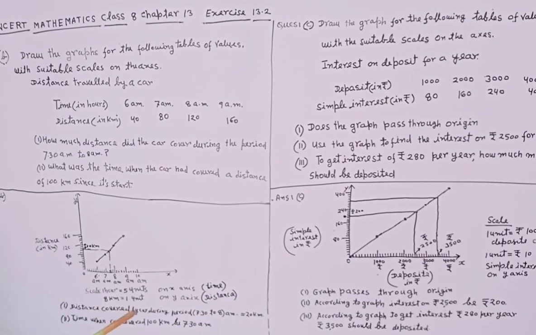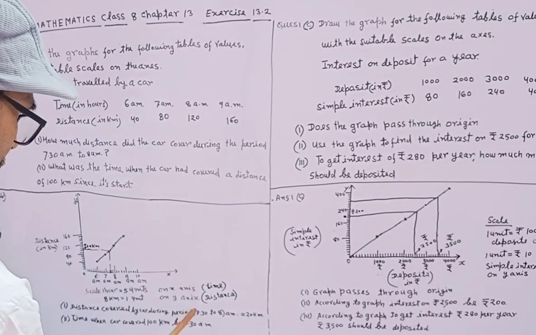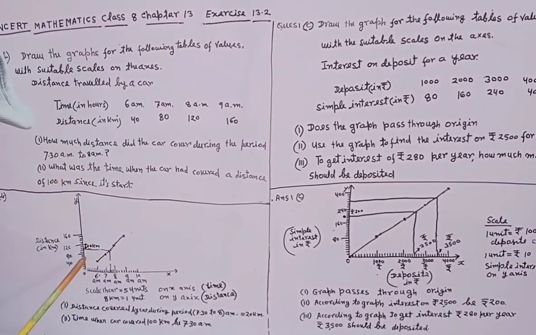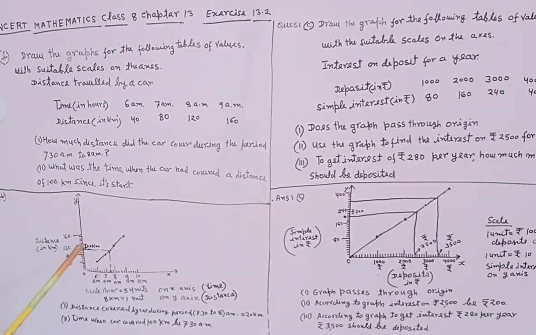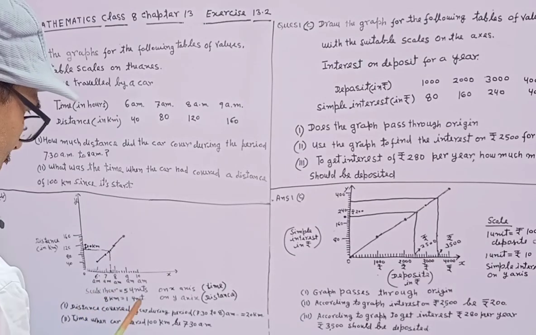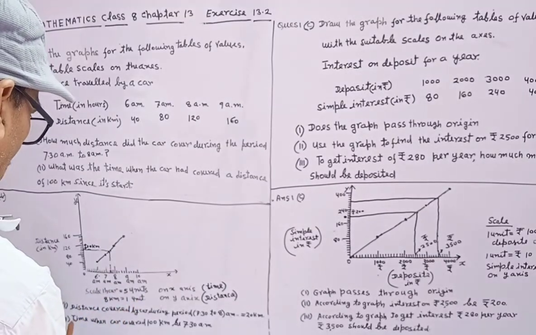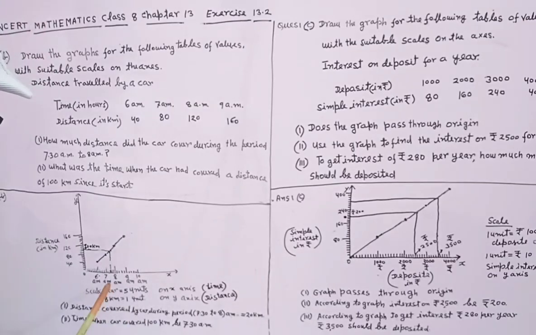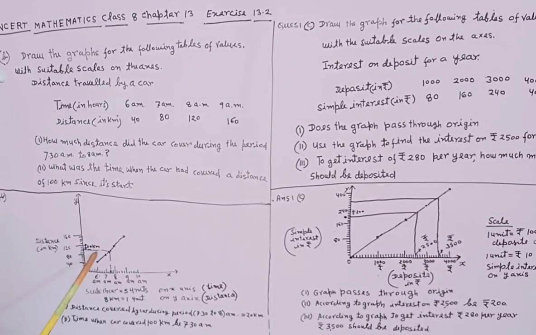Distance covered by the car during the period 7:30 to 8 am, 7:30 to 8 am equals 20 kilometers. This is shown in the graph. And the time when the car covered 100 kilometers, then the time will be 7:30 am.